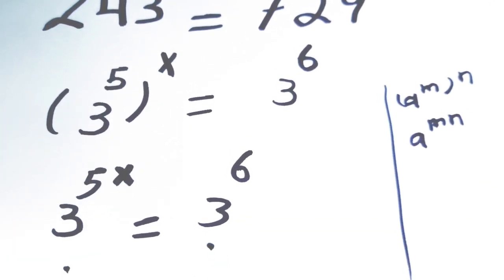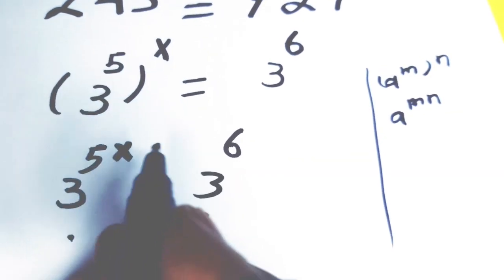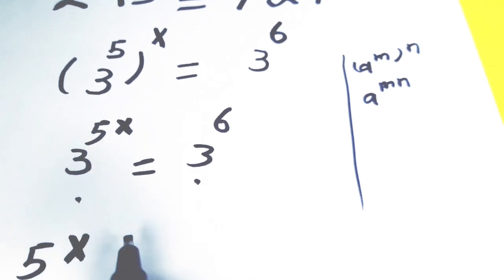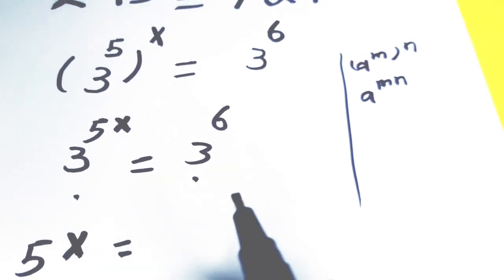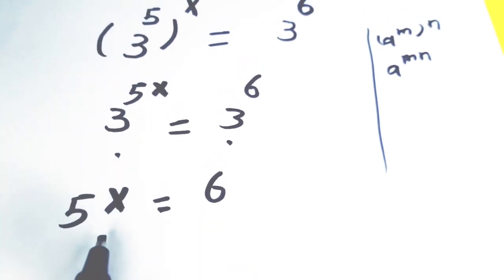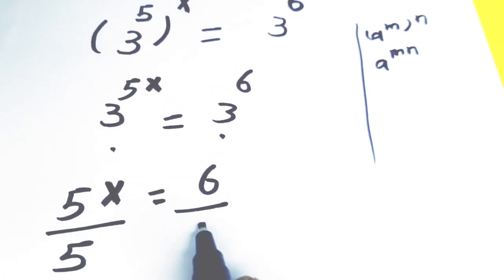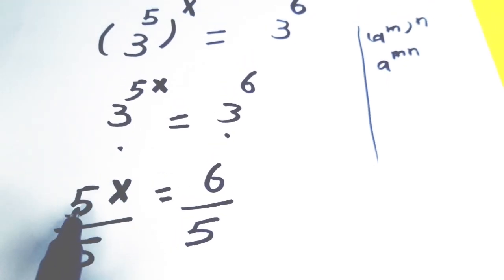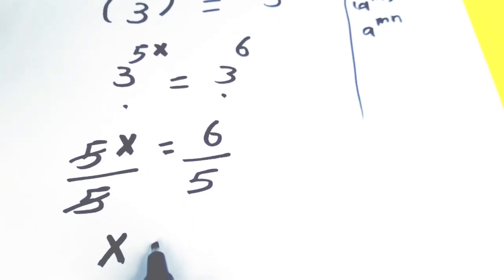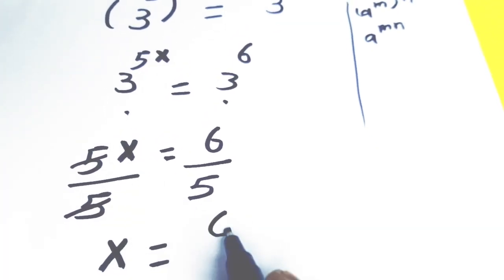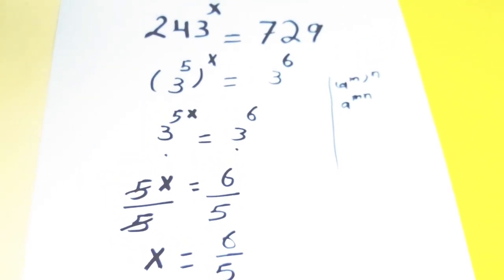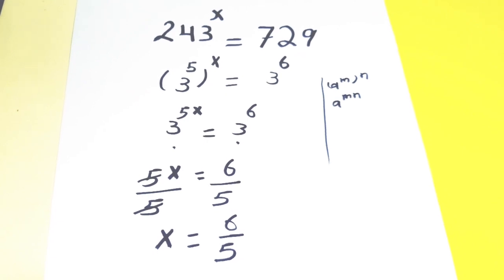Now we have the same base. So we look at the powers which are equal. So 5x is equal to 6. We divide both sides by 5. 5 is cancelled with 5. So x is equal to 6 over 5.